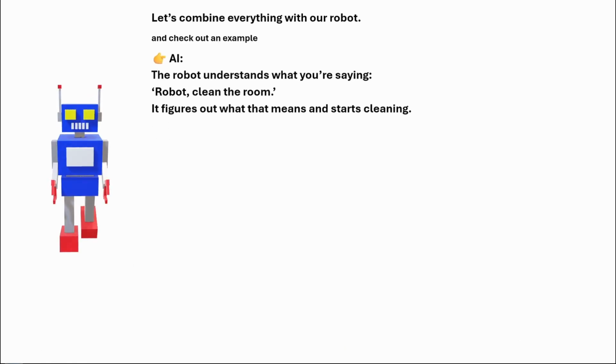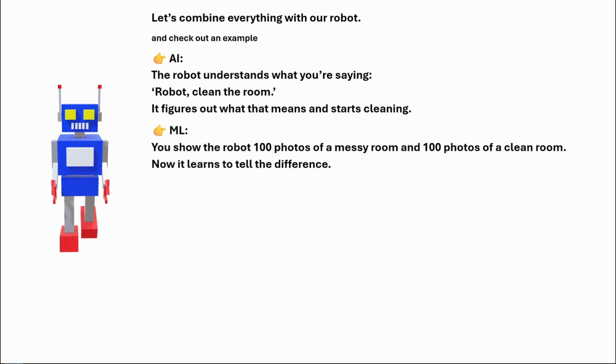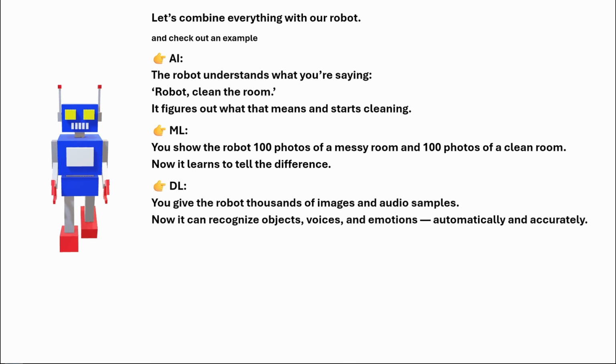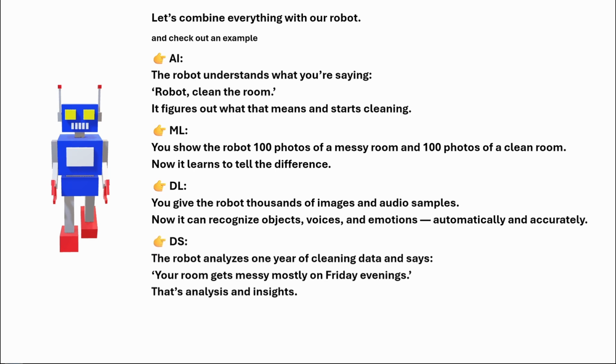Now let's combine everything with our robot. In AI, the robot understands what you're saying, like, robot, clean the room. It figures out what that means and starts cleaning. In ML, you show the robot 100 photos of a messy room and 100 photos of a clean room. Now it learns to tell the difference. In DL, you give the robot thousands of images and audio samples. Now it can recognize objects, voices, and emotions automatically and accurately. In DS, the robot analyzes 1 year of cleaning data and says, your room gets messy mostly on Friday evenings. That's analysis and insights. Same robot, four different abilities, each one powerful in its own way.